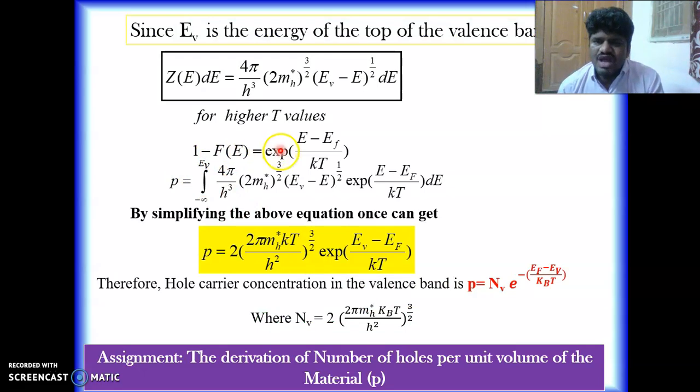Then you substitute this value and this value in the above equation. Then we can integrate within the limits of minus infinity to EV. Then you can get the P value. P is equal to 2 pi ms star kT by h square whole power 3 by 2 exponential (EV minus EF) by kT. Therefore, P is equal to NV e power minus (EF minus EV) by kBT, which is the number of holes per unit volume, or density of holes in the valence band. Okay, so practice this one as an assignment, the derivation of the P.